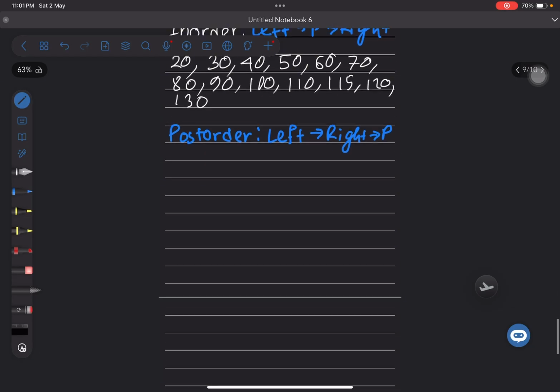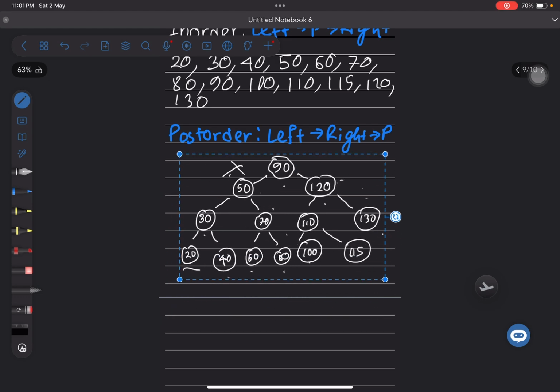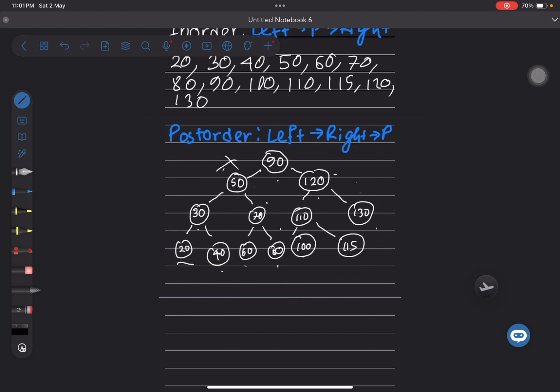Okay, so let me just copy this thing, copy, paste. Okay, and let me wipe some of that. Okay, now we go to the absolute left first, which is 20, and then we go to the right side, which is 40, and now we hit the parent, which is 30, and then we go to the parent of 30, but we have to check if there's any right.